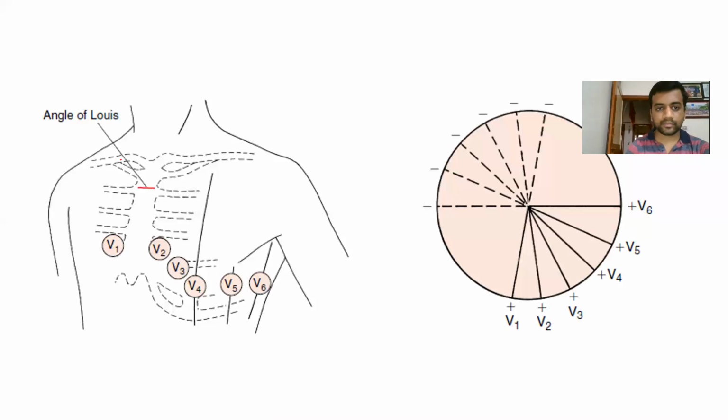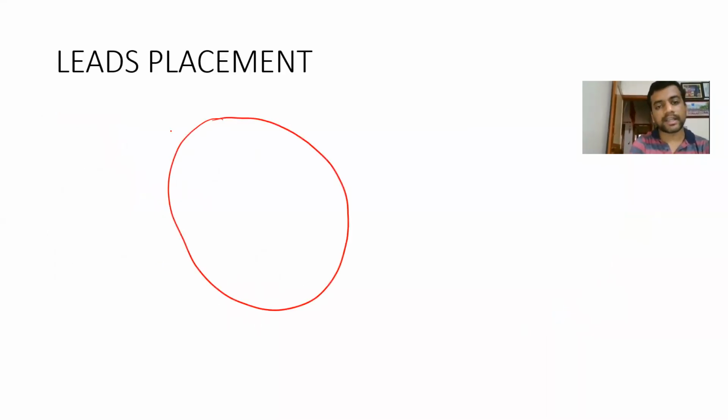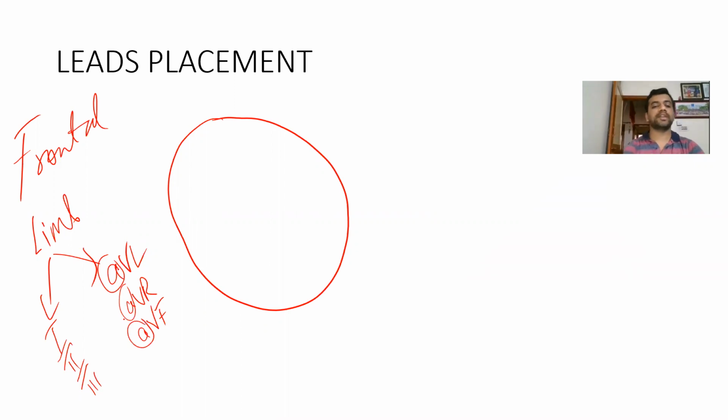So what happens is, for lead placement, if this is your cardiac axis on the frontal plane, then on the frontal plane we have the limb leads. In the limb leads, we have three numbered leads, 1, 2, and 3. And we have augmented limb leads: AVL for left limb, AVR for right limb, and AVF for foot. A is for augmented. These are the extra limb leads which we have.